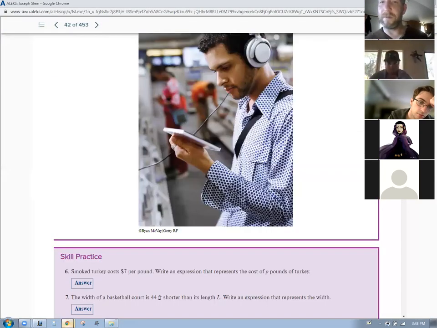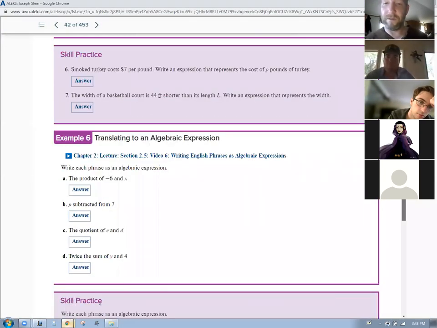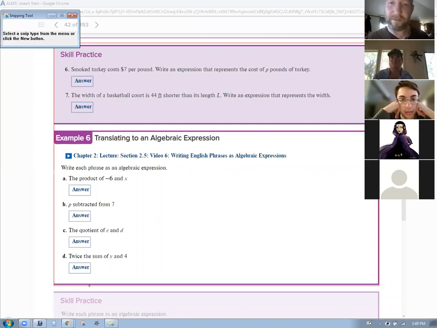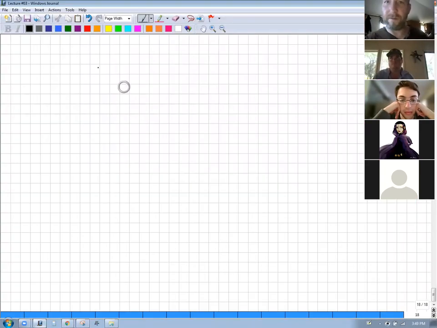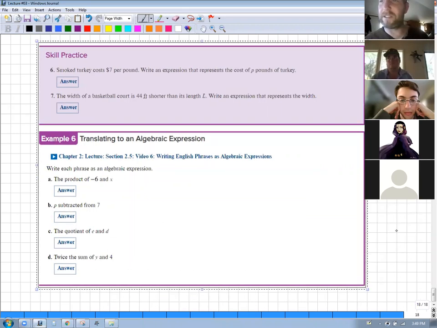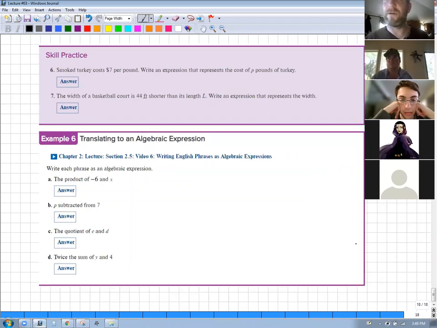All right, moving on. I can get a snapshot here. Skill practice. Smoked turkey costs $7 a pound. Write an expression that represents the cost of P pounds of turkey.